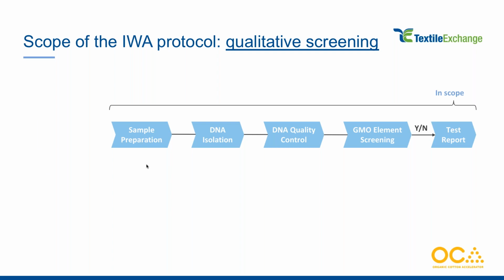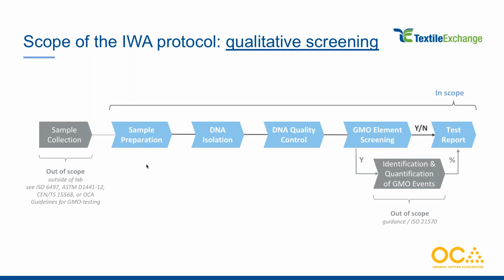Out of scope of this protocol is, first of all, what happens outside of the laboratory, which is the sample collection. So it doesn't prescribe any measures as to the sample size, when you sample a bale of cotton or a farmer field. That's not in this protocol, but you have other standards and reference documents to be used for that.